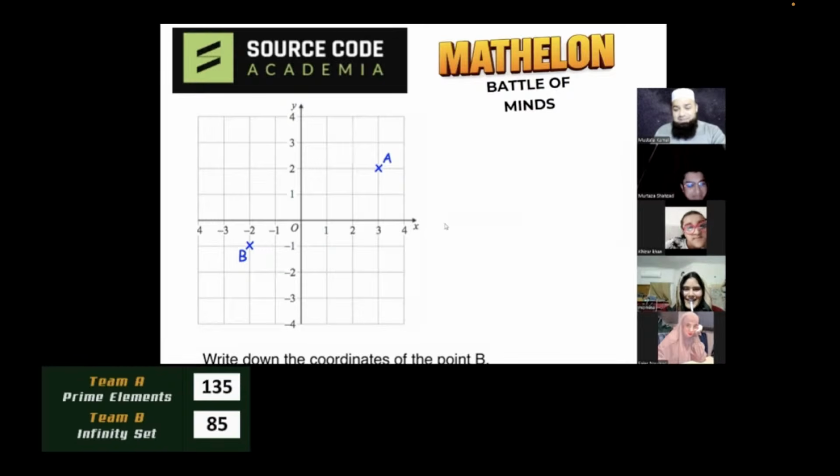Okay. We need to deduct because the first answer will be considered. So this is your incorrect answer, Murtaza, unfortunately. Now for the next question, get ready. We have to read the x coordinate first, which is -2. So the coordinates are -2 and -1.